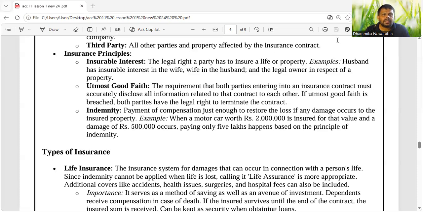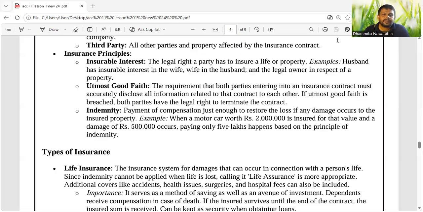Then utmost good faith means all the relevant things should be disclosed by the two parties engaged in the contract before coming to a contract. If it is not so, and there is no good faith, then when paying the compensation, they can eliminate giving the compensation.